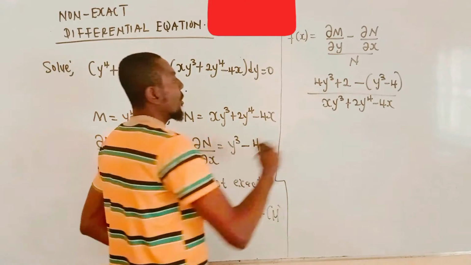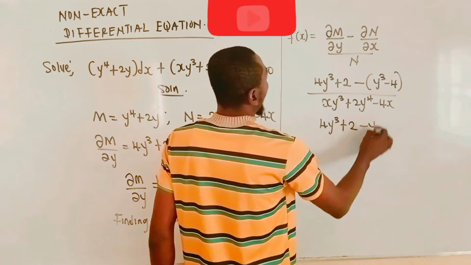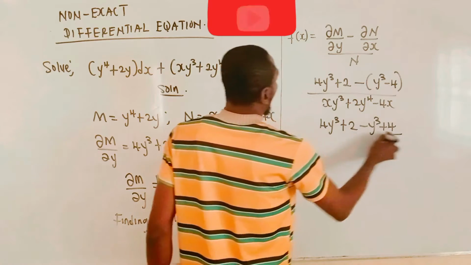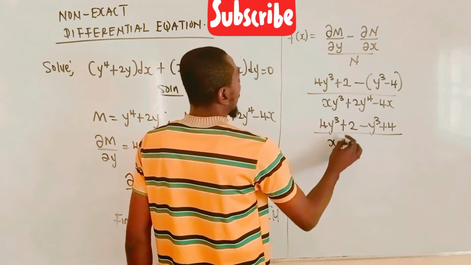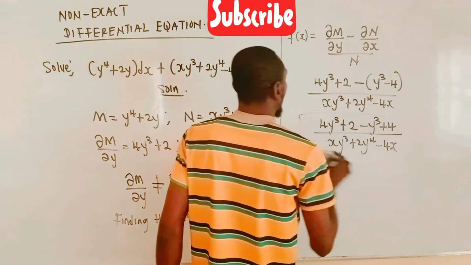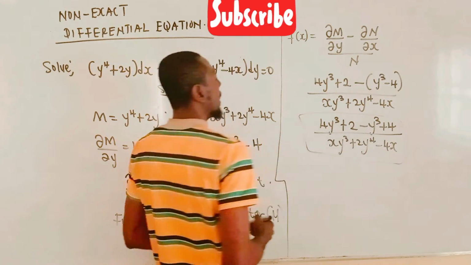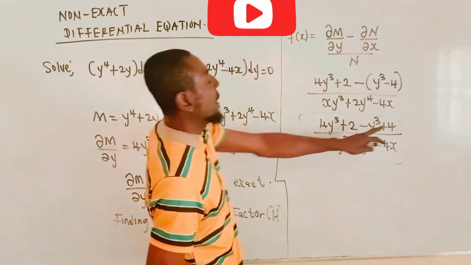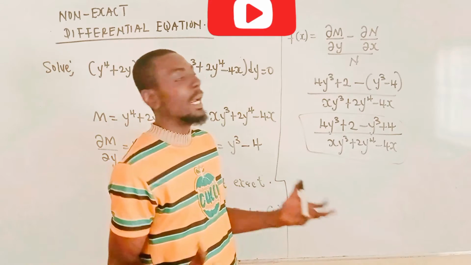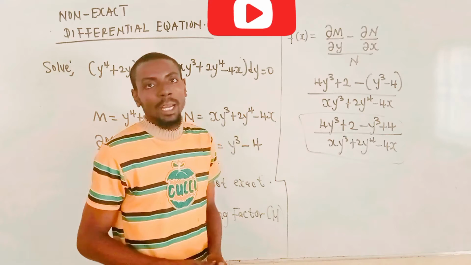If you want to go further, we have 4y³ plus 2 minus y³ plus 4, all over xy³ plus 2y to the power 4 minus 4x. So this is not giving us a function of x alone. 4y³ minus y³ is actually 3y³ plus 6 up here, and we find out that the function we have is still a function containing both x and y. Definitely this is not going to be a function of x alone.